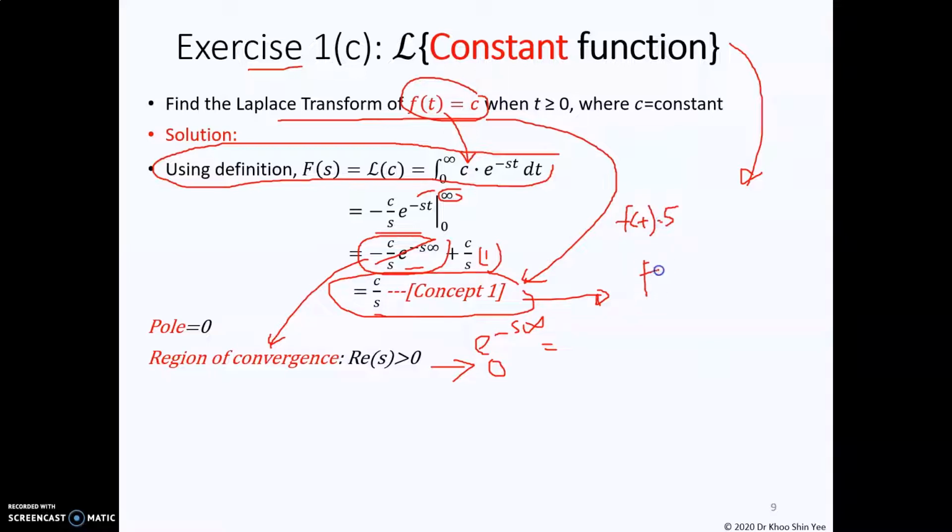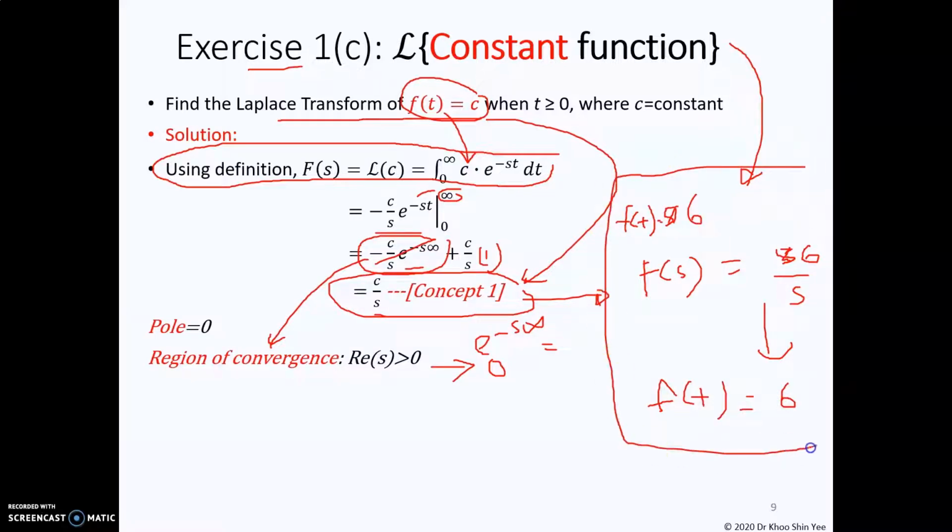So when you convert to F(s), you will get 5 over s. And if your constant is 6, then this is 6 as well. And if you want to convert back, refer to the denominator below, so you should get back your f(t) equal to 6. So bend your mind now for constant, this is the pattern.